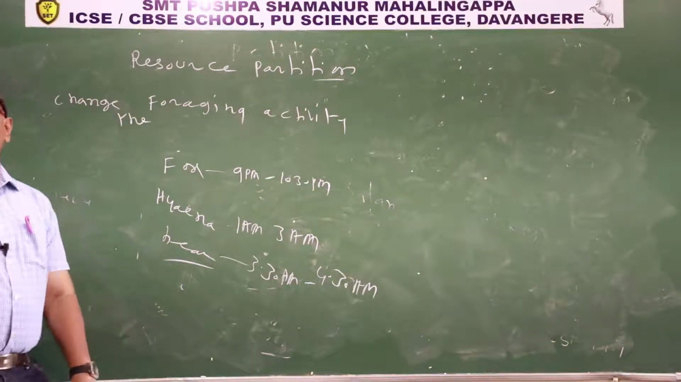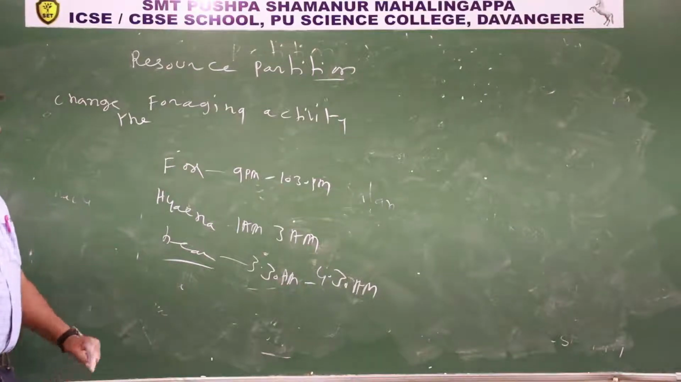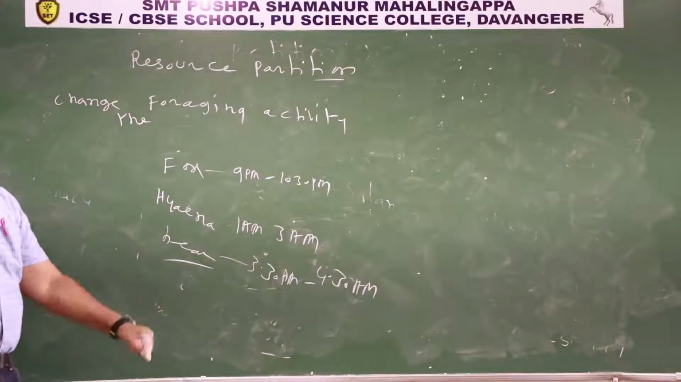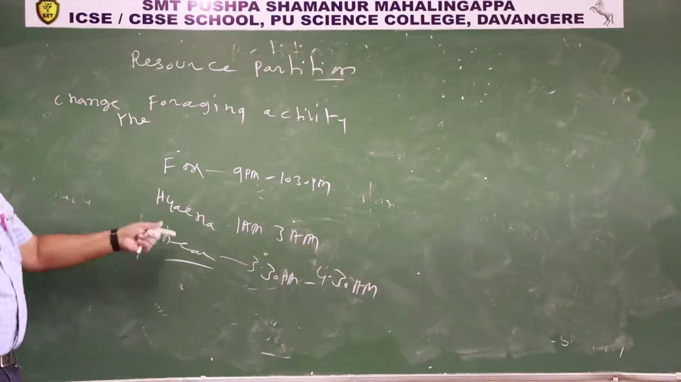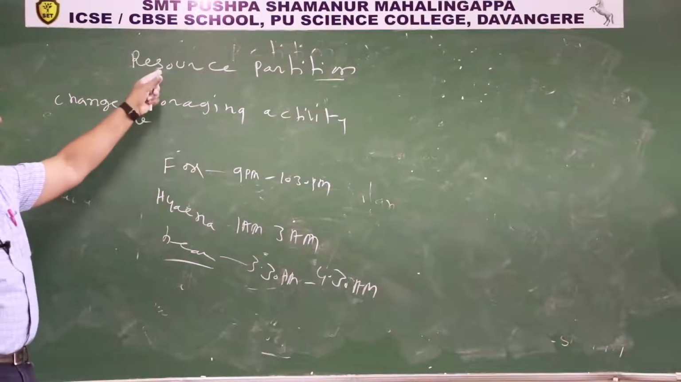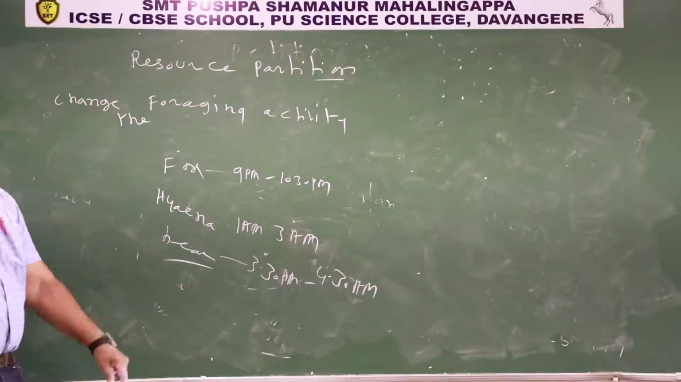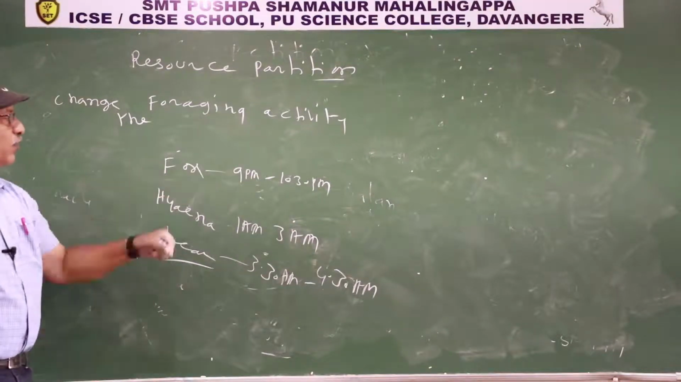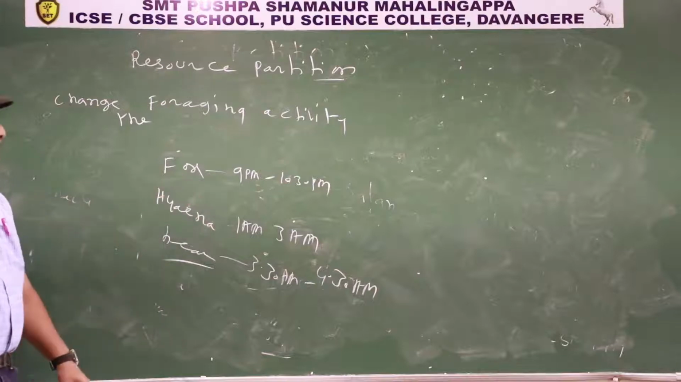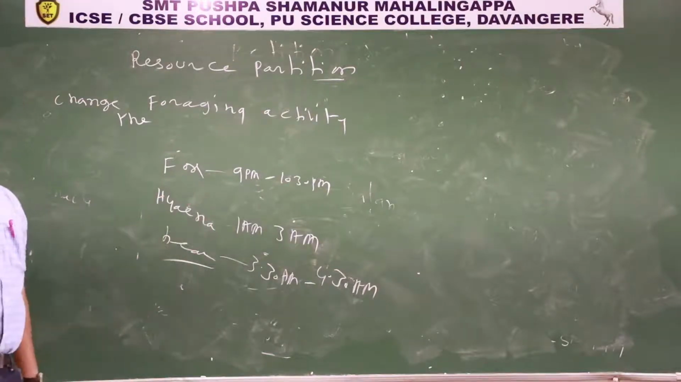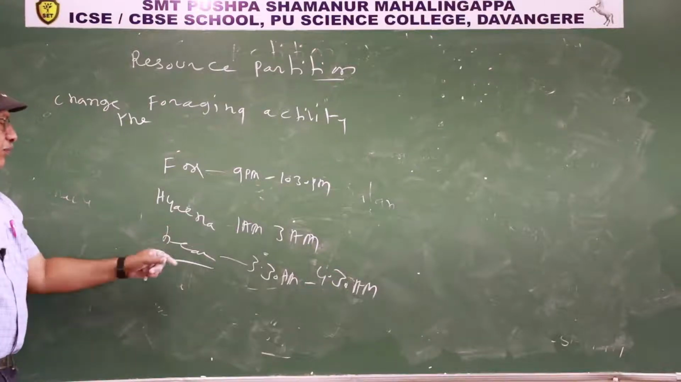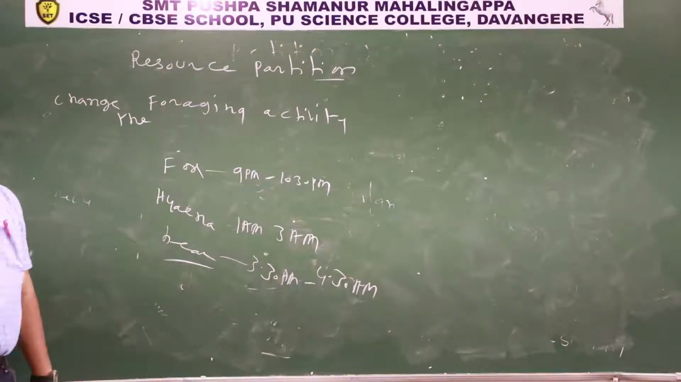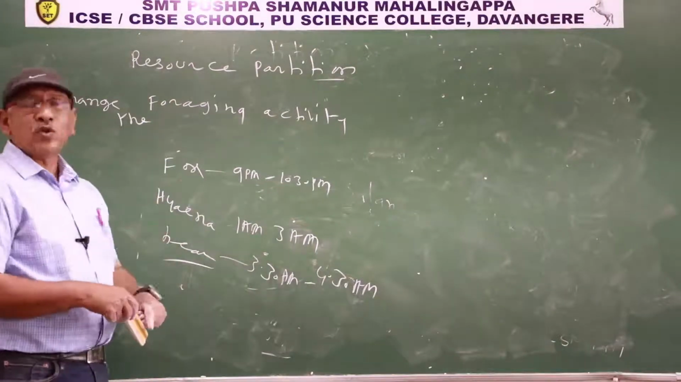So, if resources are sufficient, the members of competitive species avoid competition and live together. How? Either by changing the foraging activity or by resource partition. Foraging activity means searching for food. So the fox goes searching for food from 9 p.m. to 10:30. The hyena goes from 1 a.m. to 3 a.m. The bear goes from 3:30 a.m. to 4:30. Next one, resource partition.